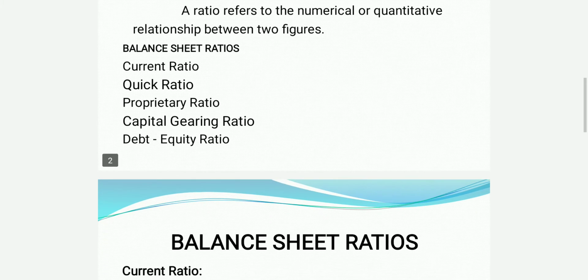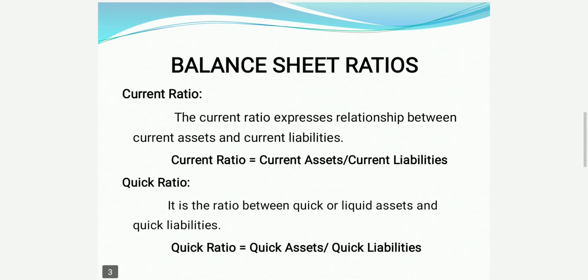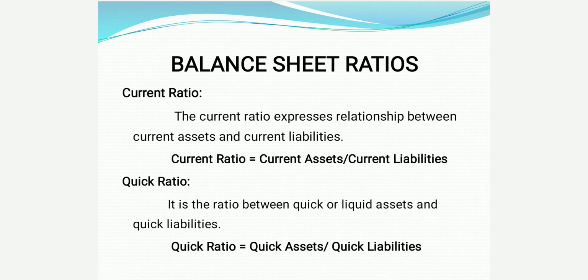First one is current ratio. Current ratio expresses the relationship between current assets and current liabilities. The current ratio is the ratio of total current assets to total current liabilities. That is called current ratio. The formula for the current ratio: current ratio is equal to current assets divided by current liabilities.